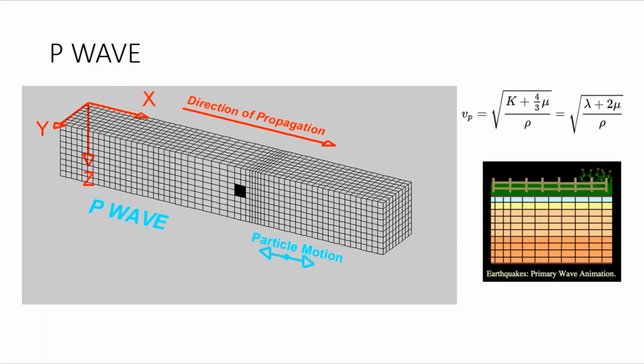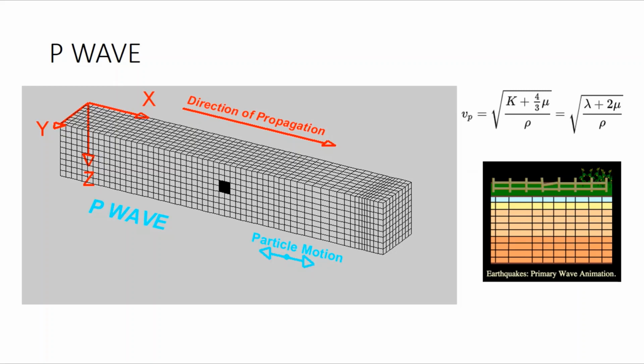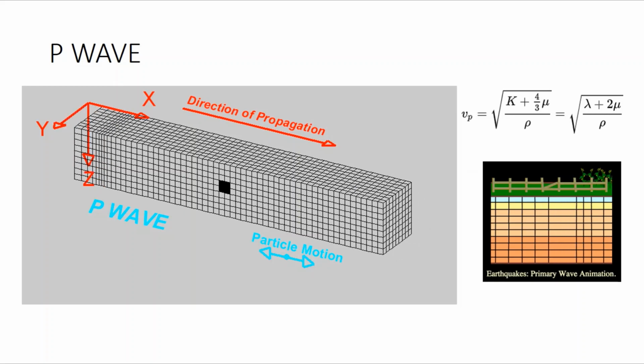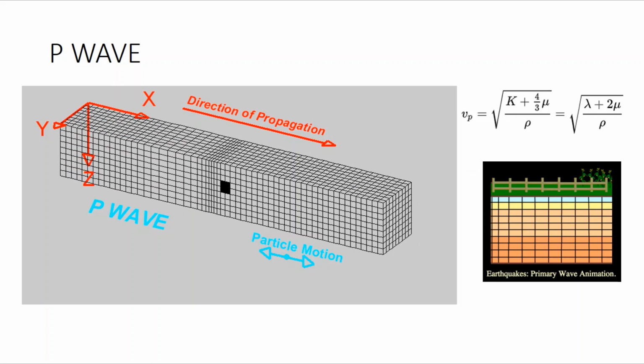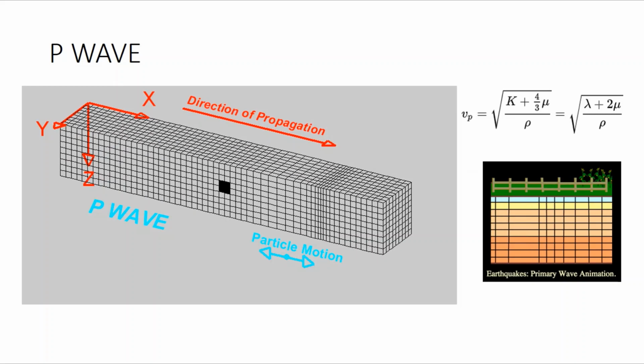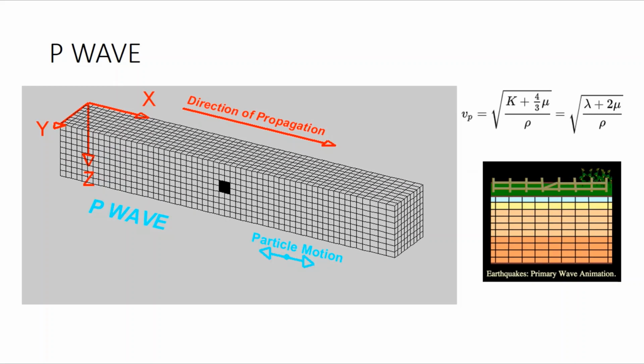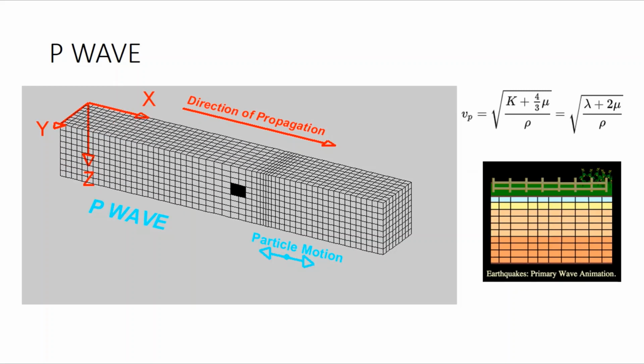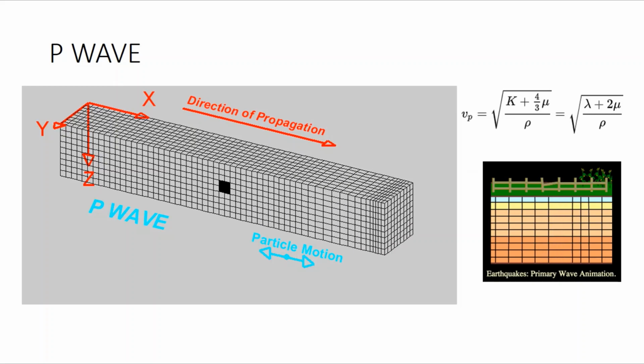The P wave velocity can be defined with the formula on the right side, where K is the bulk modulus or modulus of incompressibility. Mu, or some textbooks use the symbol G, is the shear modulus or modulus of rigidity. Mu is the second Lamé parameter. Rho is density. Lambda is the first Lamé parameter.